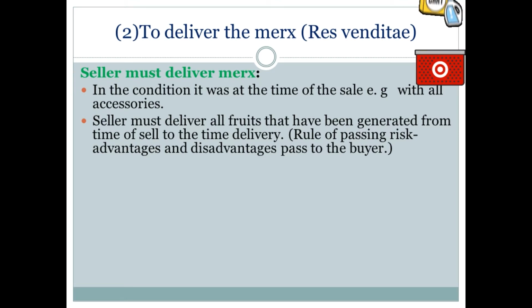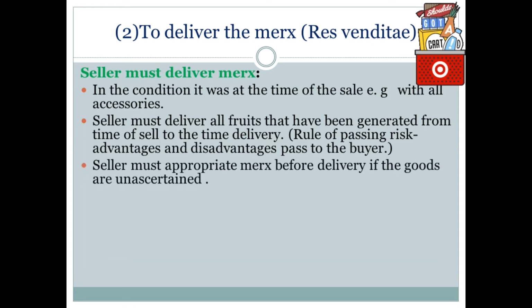For instance, we have already talked about taxes and the storage costs that accrue from the time of sale to the time of delivery. They should be paid by the buyer. It is one of his or her duties. And also the seller should deliver all the advantages like rentals that have been paid by a lessee at the property from the time of the sale to the time of delivery of a house or a building that has been sold.